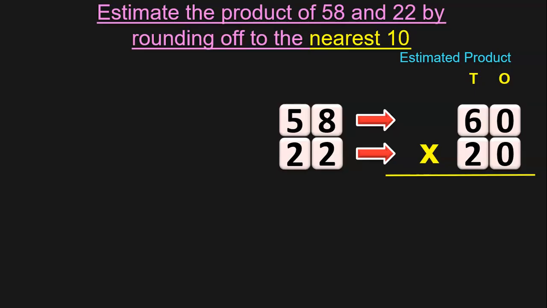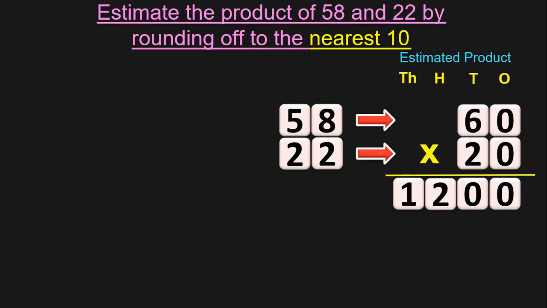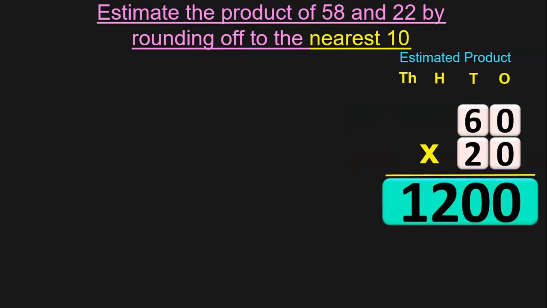Next you have to multiply 60 by 20 because 2 is in the tens place. Add a 0 in the ones place. 2 into 0 is 0. 2 into 6 is 12. 2 in the hundreds place and 1 in the thousands place. So the estimated product is 1200.